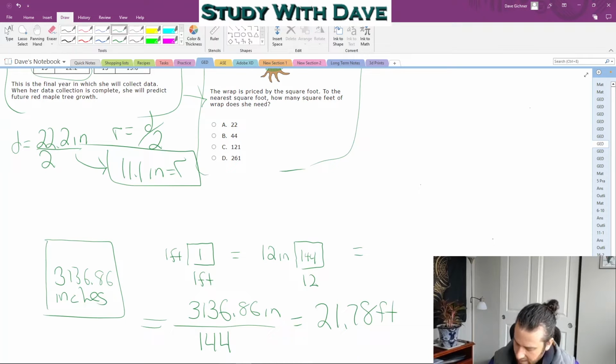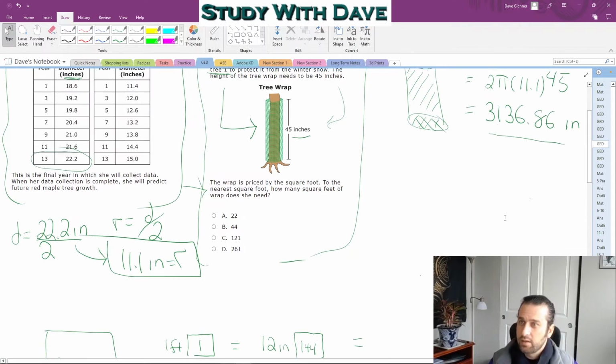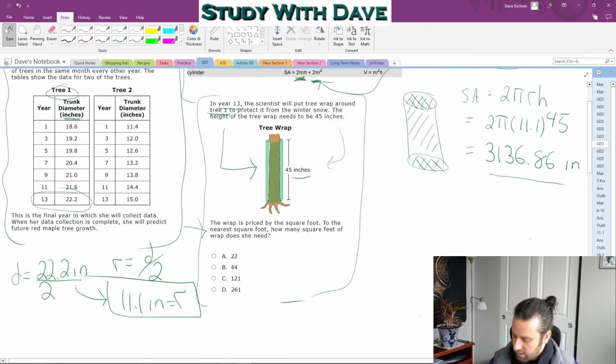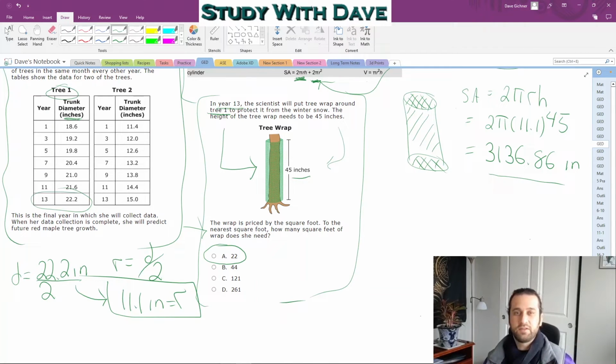And if we round that up, that will go to 22 feet. And let's see if that's one of our answers. And yes, that is our answer right here, 22 feet. So there's a lot of steps to this one, so just make sure you're going through it and understanding each one. But that's it for that one, and the hardest part is over. We're on the home stretch, so stick with me.